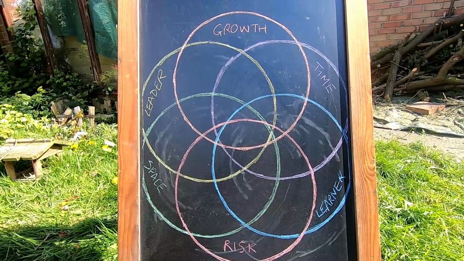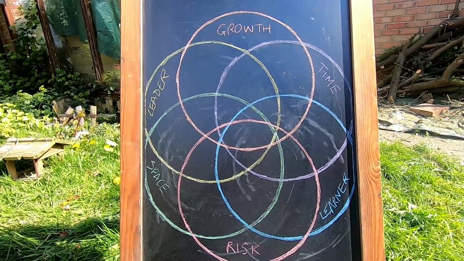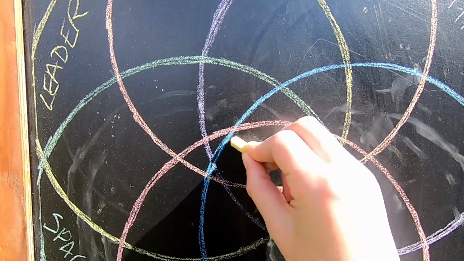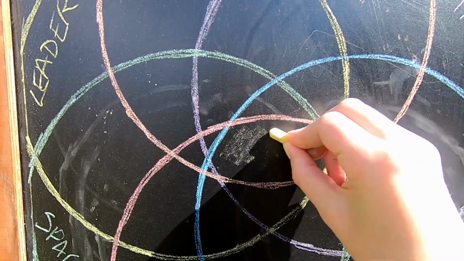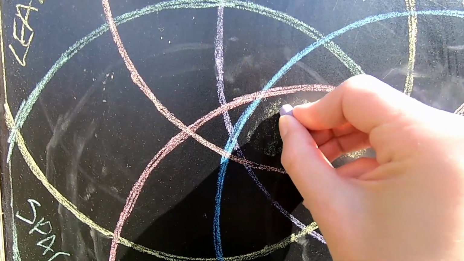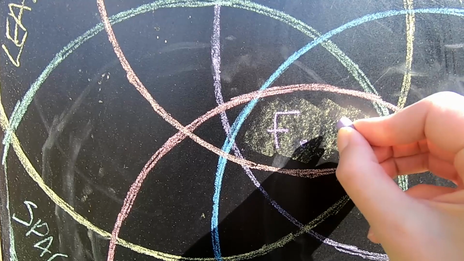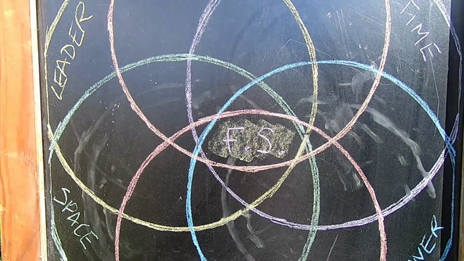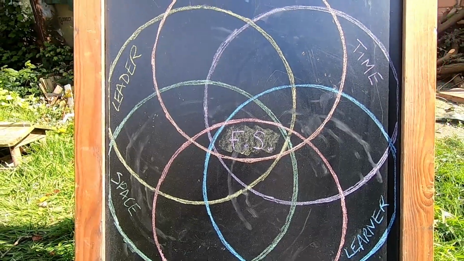These 6 elements overlap and intermingle to create the Forest School experience. So therefore every Forest School will be different and unique, because every Forest School has different learners in. It might be in different sites, might be different leaders. No 2 Forest School programs are ever the same. It's that unique combination of these 6 factors overlapping that creates the Forest School experience.